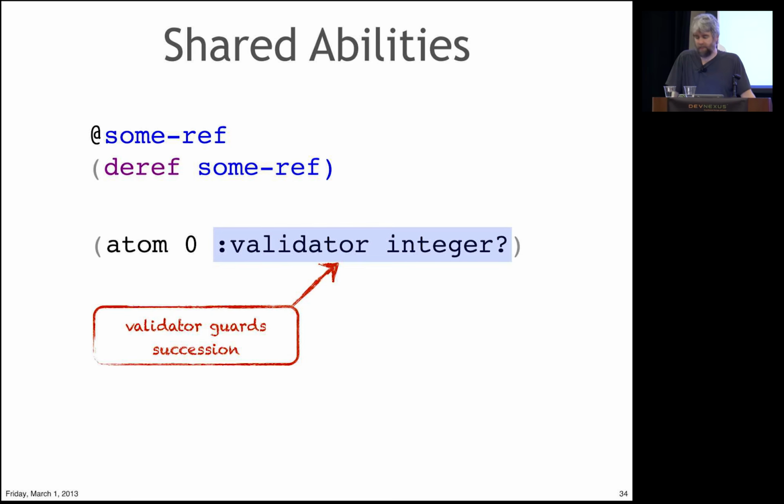You can also specify for a reference a validator. That validator is a function that guards succession. So when you say atom 0, validator integer, that says this atom is going to have 0 in it, and don't let anybody ever change it to anything from which integer will return false. It will call the function integer on the result value inside the atom, right? Again, preserving all these semantics. This is part of that atomic succession. And if that fails, then it won't take on that value.